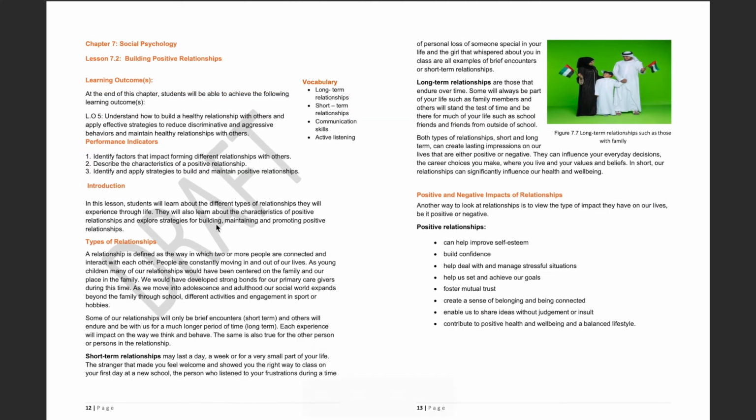Okay, so I will show you. First of all, for example, it says describe the characteristics of a positive relationship. This is on page number 12. So you can take the definition of the positive relationship. So these are the characteristics of the positive relationship.